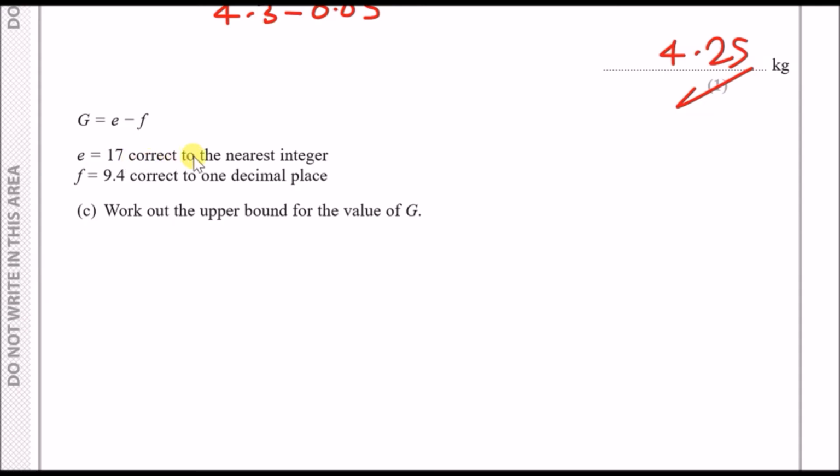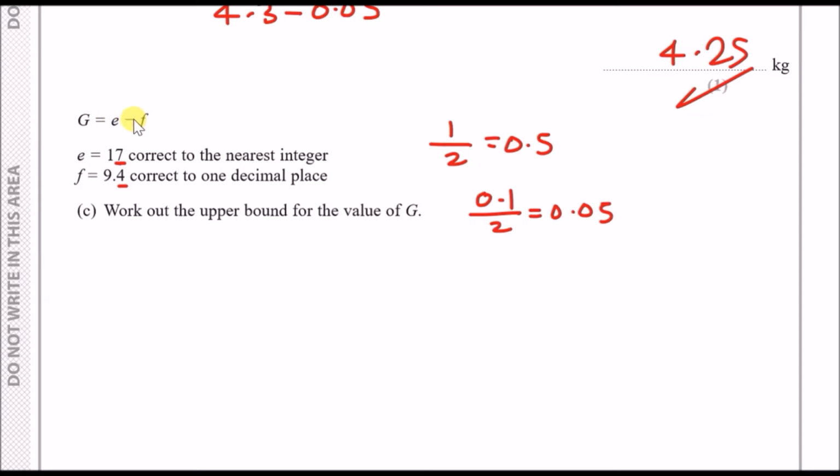Now 17 has been rounded to the nearest integer, meaning we look at the very last figure, which is a 1. And we know that half of 1 is 0.5. And 9.4 has been rounded to 1 decimal place. Again, you look at the last figure, which is a tenth, so that's 0.1. And you half that and you get 0.05. Okay. Work out the upper bound for the value of g.